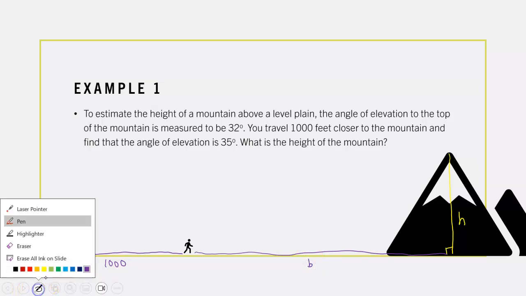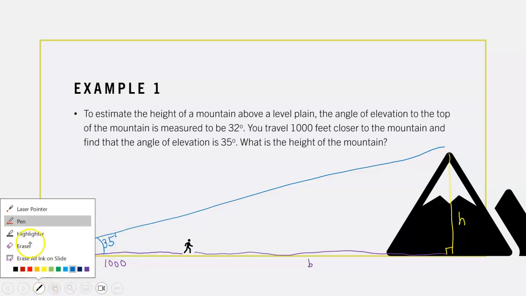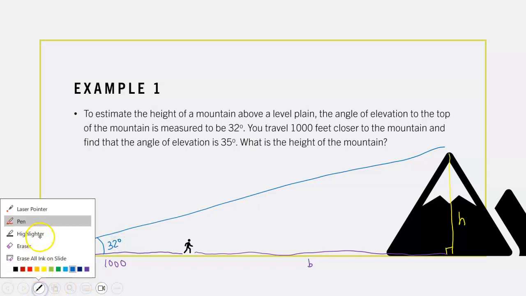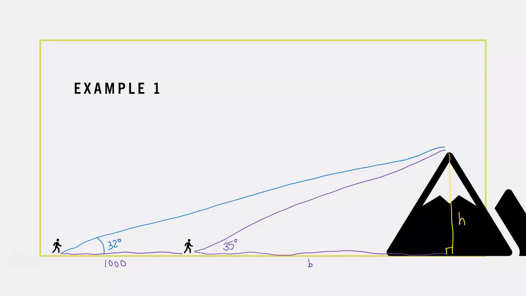I know that when I was far away from the mountain, my angle of elevation was 32 degrees. And I know that when I was closer to the mountain, my angle of elevation was 35 degrees. So now that I've used the information from my problem, I'm going to put that away so that I have some space to work.